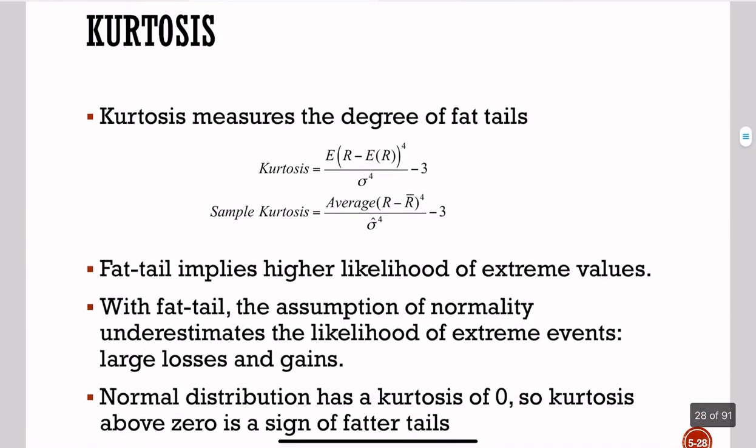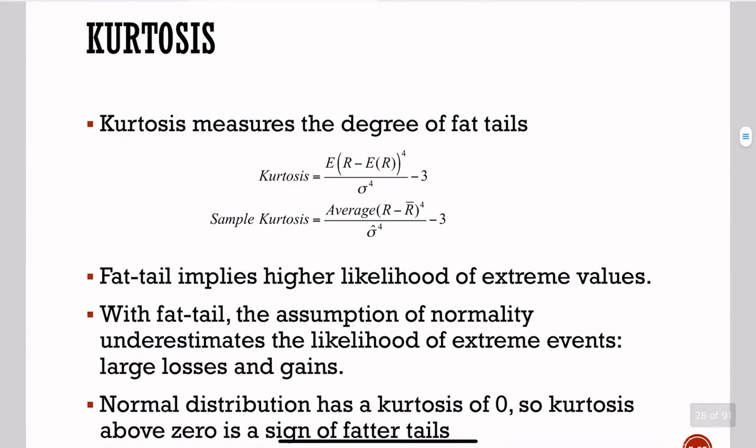Okay. Now, to measure fat tail, we talk about kurtosis. You can see that the definition here is not complicated. Again, you're looking at the deviation from the mean, but now you're using an exponent of 4. And additionally, you subtract 3. Now, if you have a normal distribution, kurtosis is always 0. And if kurtosis is larger than 0, then this implies your distribution has a fat tail.